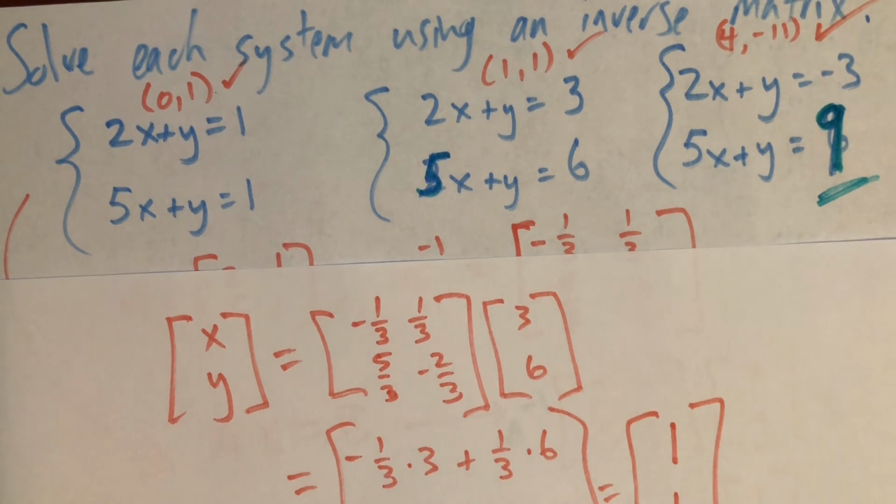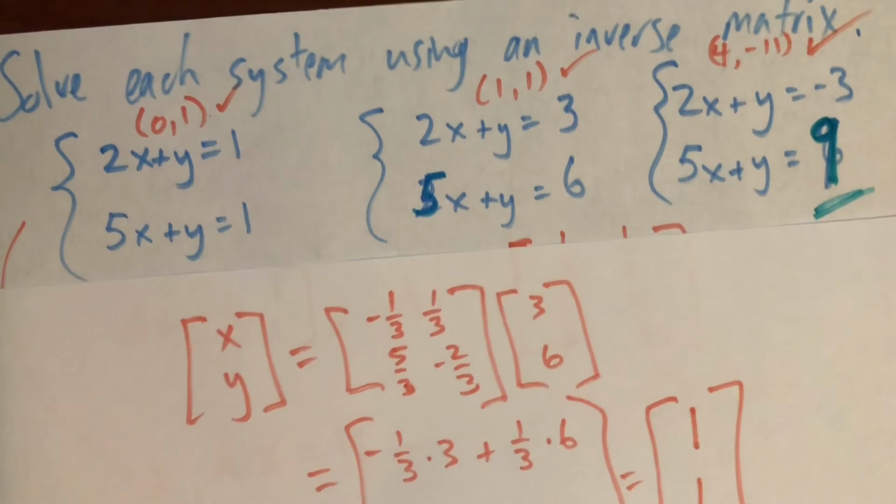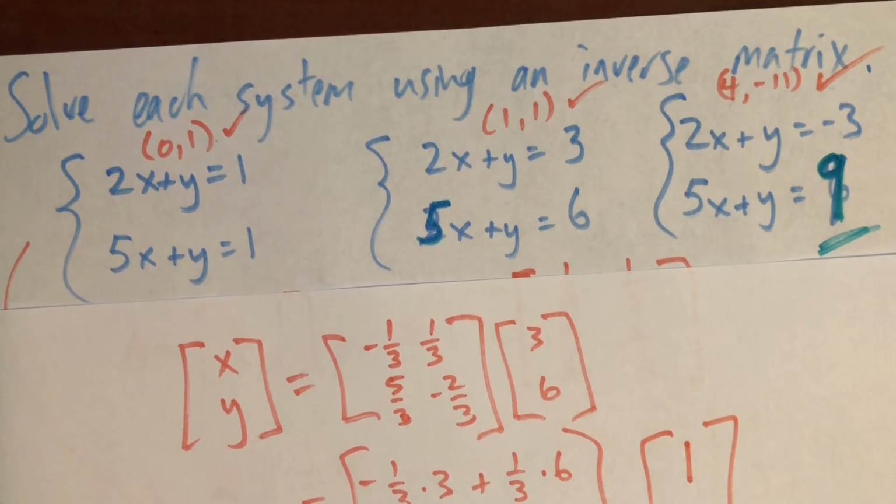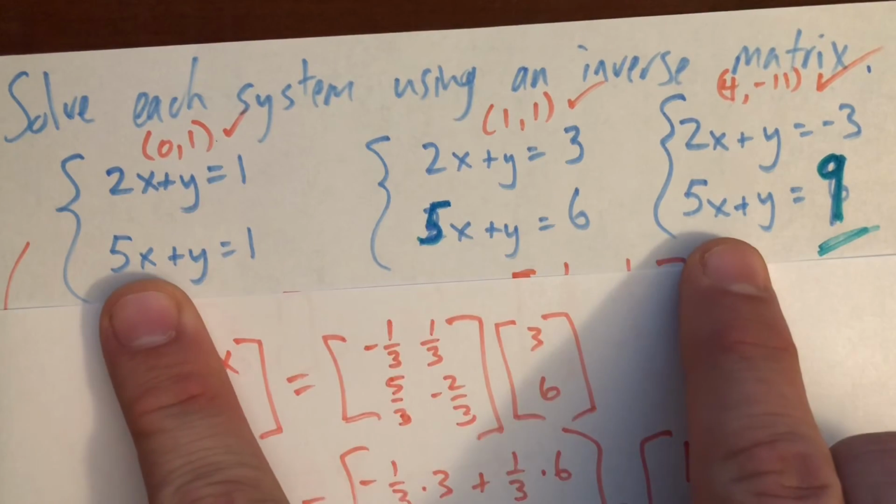So I don't know. We can probably argue back and forth as to whether or not using matrix inverses is easier for a single system, but it is absolutely easier to use matrix inverses if we're going to try to solve multiple systems that have the same variable parts.